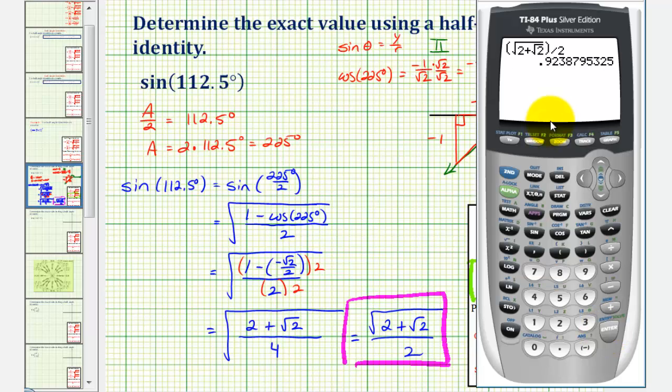Now let's use our calculator to find the decimal approximation for sine 112.5 degrees. We first want to verify we are in degree mode, so we'll press the mode key. Notice how we are in degree mode, so go back to the home screen, and we'll enter sine 112.5 degrees, close parenthesis, and enter. And notice how this does verify our exact value is correct.